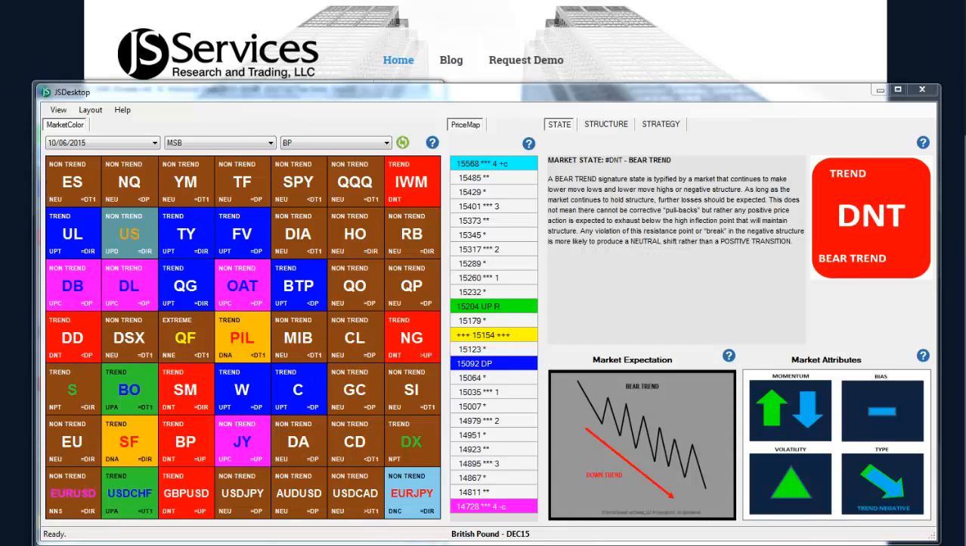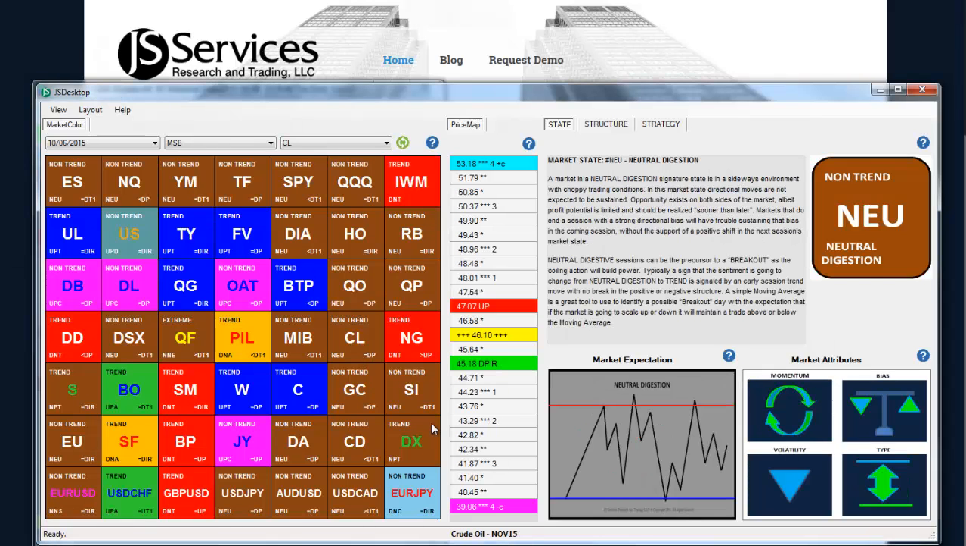So let's take a look at a practical application of using the JSDesktop and show how a fact focus on the market state, structure, and strategy themes provide clarity to opportunity. So if we take a look at crude oil, we see the market state is neutral digestion. Neutral digestion attributes are digestive, sideways, no bias. Those are the attributes of a digesting market.